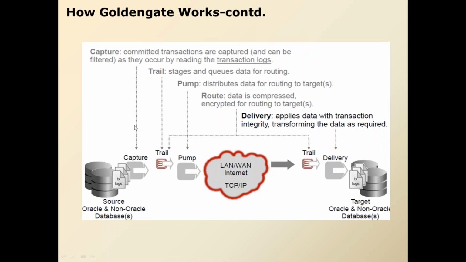So how does it flow? Capture process captures the data from source database, writes it to local trail. Pump process reads the data from local trail, writes it to remote trail. Delivery process reads the data from your remote trail and applies it to target database. So three processes. Along with that, you have trail files over here, which are responsible for Golden Gate replication.